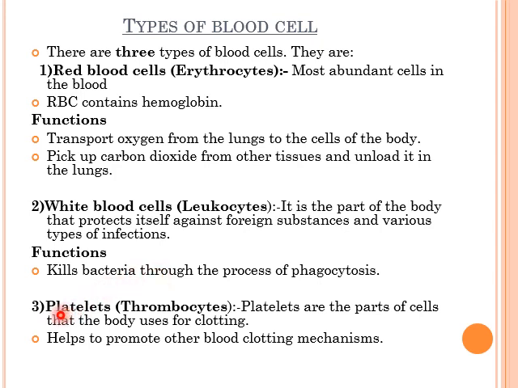The third one is the platelets, which is also known as thrombocyte. Platelets are the part of the cell that the body uses for clotting. When we get an injury, we can see a clot has formed, it is due to the platelets. It helps to promote other blood clotting mechanisms.